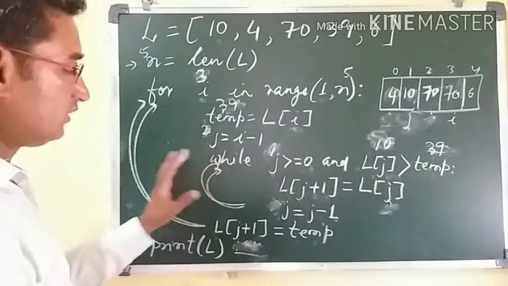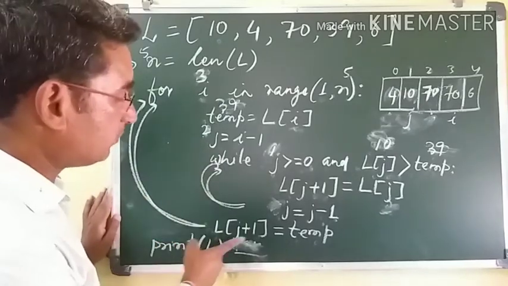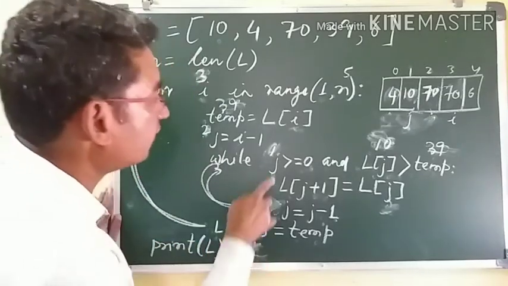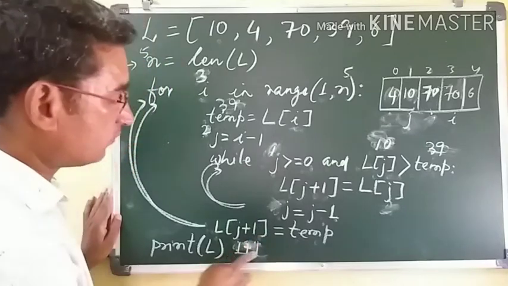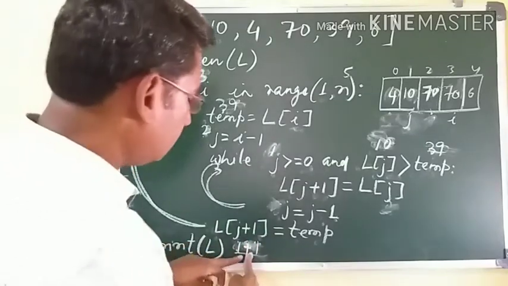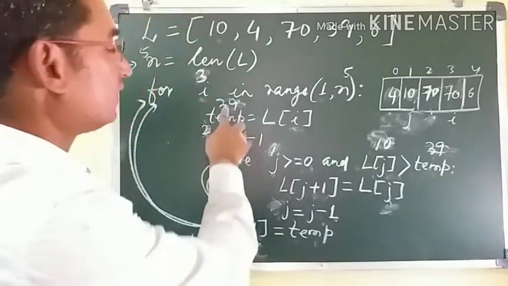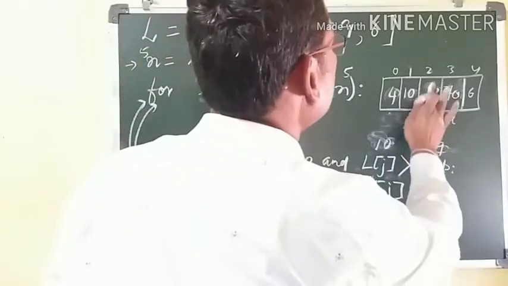And after coming out of this while loop, now L of J plus 1 means 1 plus 1. The value of J is now 1. 1 plus 1 is L of 2. In this L of 2, temp will be assigned. Temp is 39 here, which means 39 will be assigned at L of 2 here.